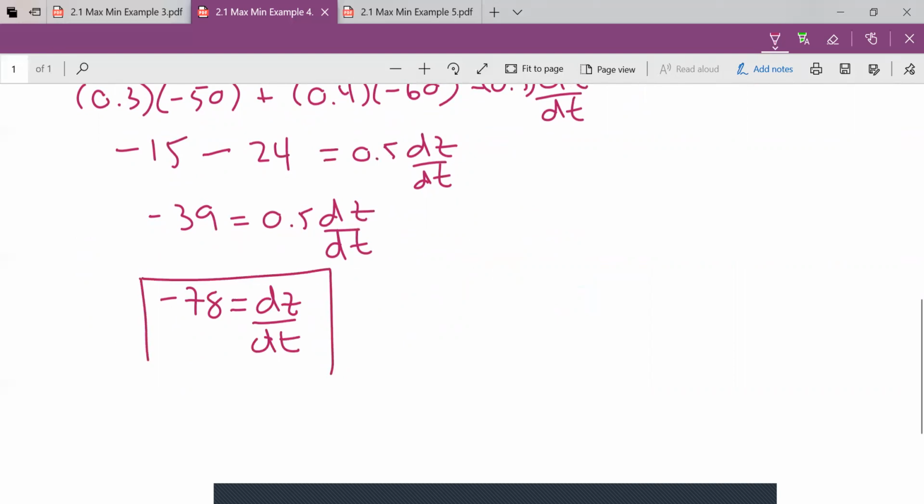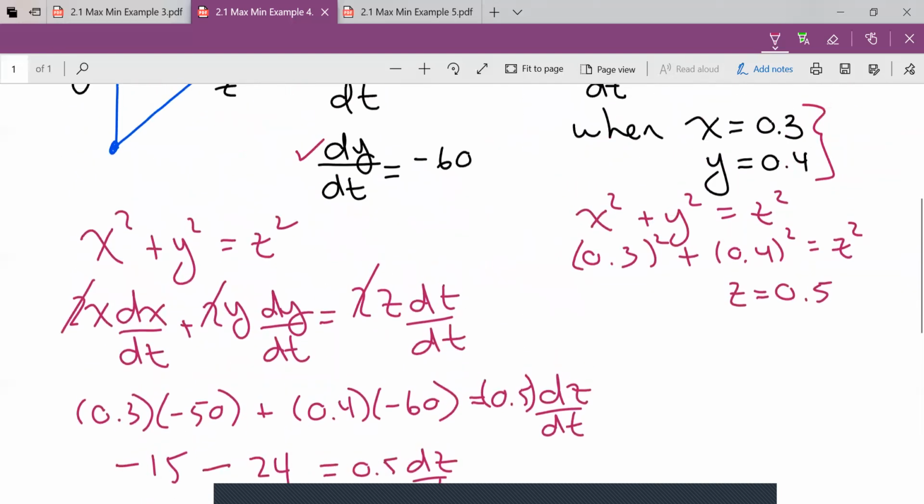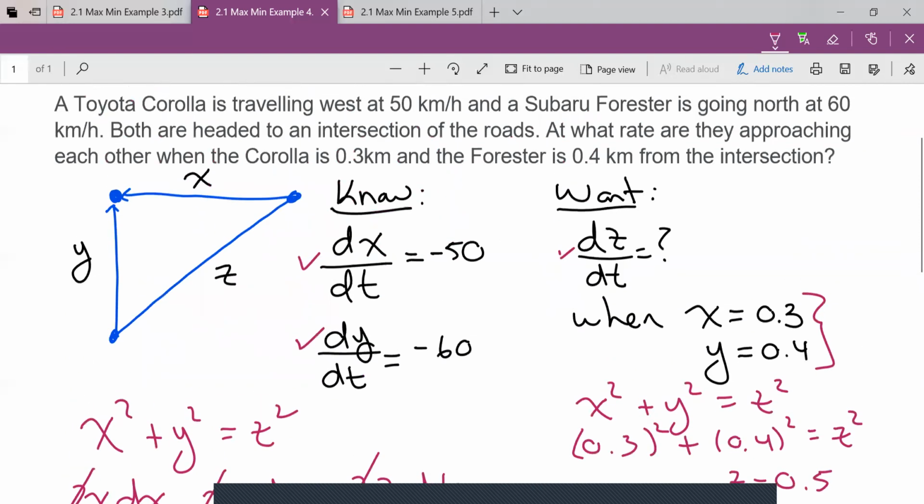So the distance between the cars is decreasing at a rate of 78 kilometers per hour when one car is 0.3 kilometers away and the other one's 0.4 kilometers away. There it is. Okay, so here's another kind of subtype of question you see all the time in related rates, where something's approaching an intersection. And I just want to come back to the fact that these values here were negative because the distance to the intersection was decreasing. All right, another one down.